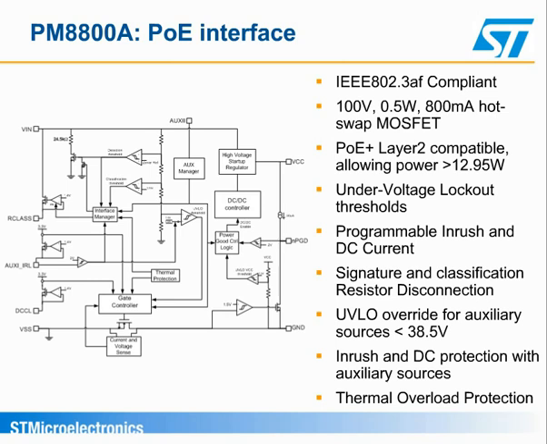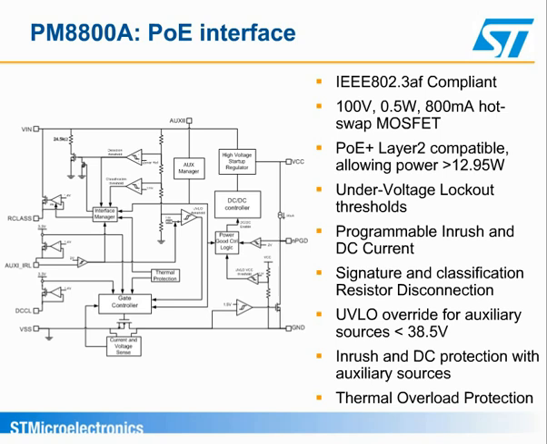In the detection phase, the PM8800A enables the internal signature resistance, so it presents a 25 kilo-ohm resistance at the input port. During classification, the signature resistance is disconnected and current flows into the external resistance connected between the RCLASS pin and VSS node. The value of the resistance is chosen such that the current flowing corresponds to the required power class of the appliance.